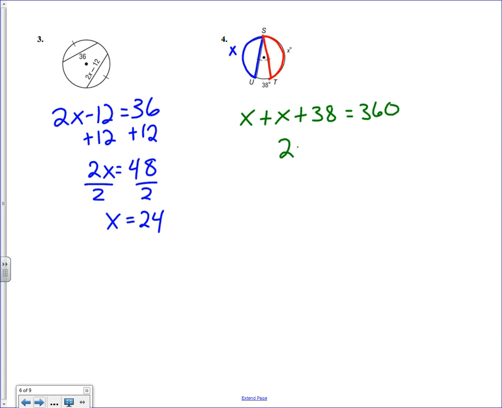We add the two x's together and subtract 38. 360 minus 38 is 322. So x is 161.